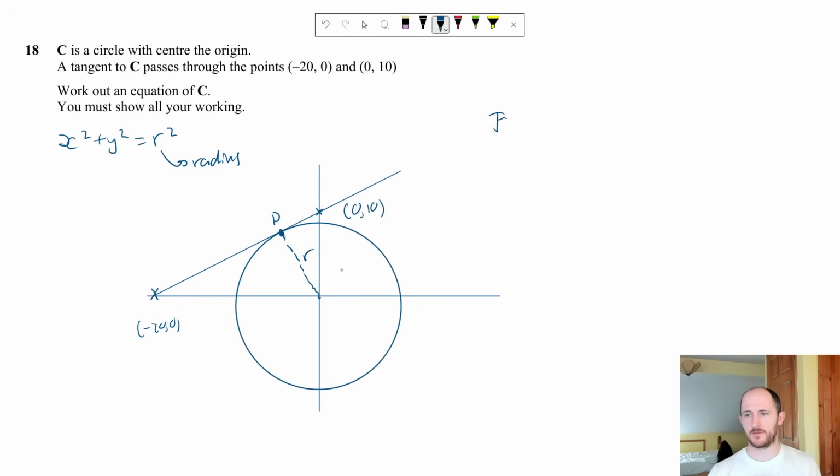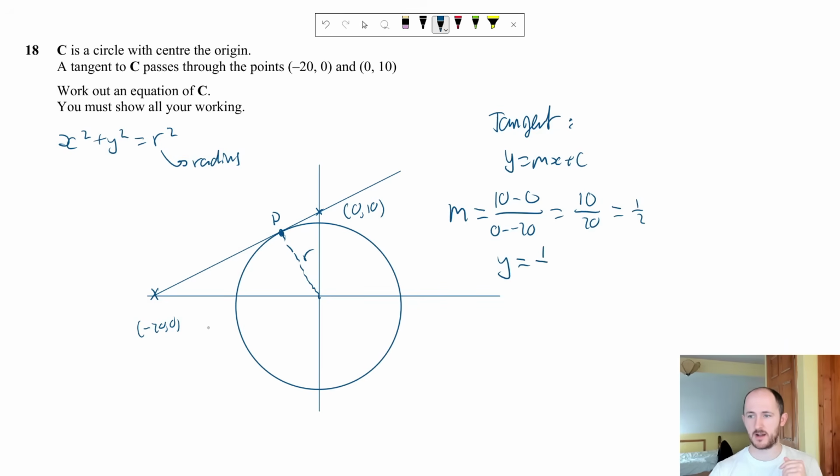So if I write first for the tangent, we have y equals mx plus c. So we need the gradient, and we actually get given the y-intercept, which is quite rare. So the y-intercept is just 10, so that's nice and easy. The gradient would just be the change in y over the change in x, so it goes from 0 to 10, so 10 minus 0 over 0 minus 20. By the way, these are all calculator questions because the calculator paper is the only one that's left over. So it's 10 over 20, or in other words, a half. So it means my equation for the tangent is y equals a half x plus 10.